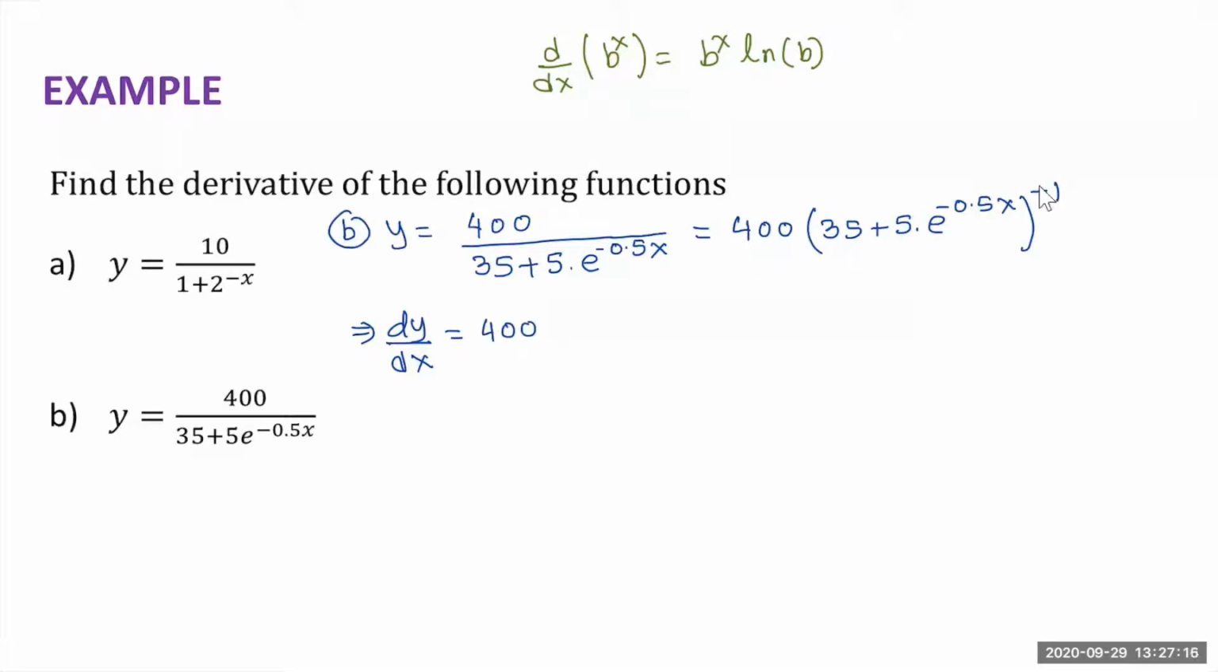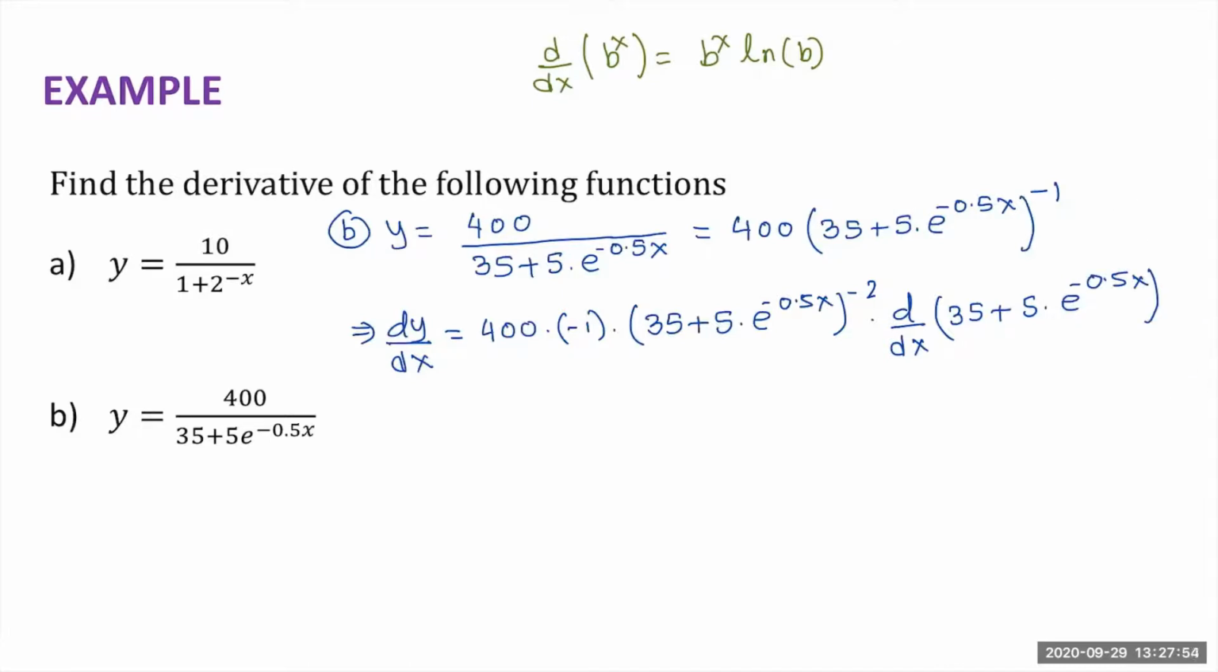Now for this one, your outside function is a power function, and you have that inside function, so we use the chain rule. When you use the chain rule, you bring this power in front, times negative 1, then reduce the power by 1 on 35 plus 5 times e to the negative 0.5x. If you do minus 1, that will be negative 2. Then we multiply by the derivative of the inside function, which is 35 plus 5 times e to the negative 0.5x, so we use the chain rule there. So dy over dx will be equal to 400 multiplied by negative 1, that is 400 but negative, and then this quantity, 35 plus 5 times e to the negative 0.5x, raised to negative 2.